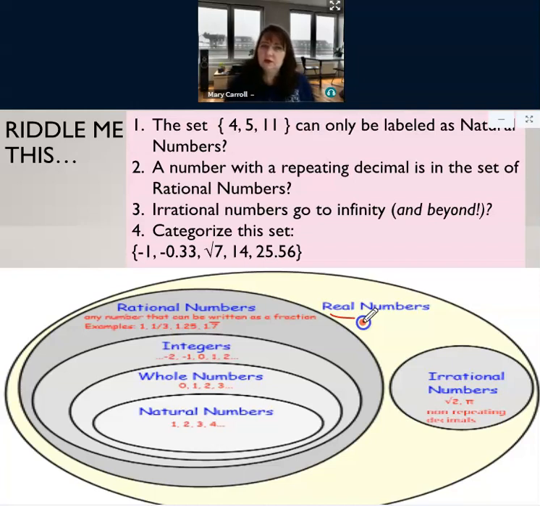Now, irrational numbers, you should know the most famous one, which is pi, 3.14... And hopefully you've seen that before. If not, you're going to see that today.